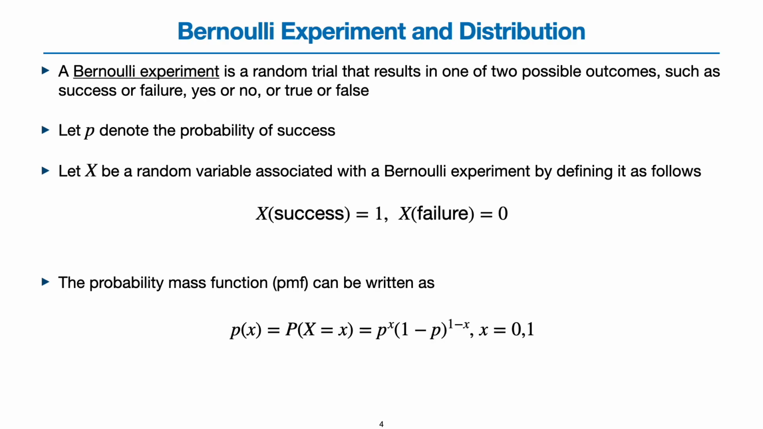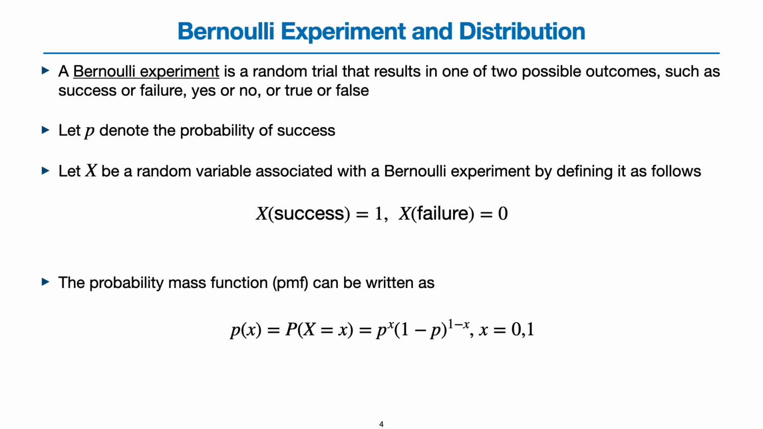Okay, so what is a Bernoulli experiment? A Bernoulli experiment is a random trial that results in one of two possible outcomes, such as failure or success, yes or no, true or false. We can also think of these as tossing a coin, right? We see heads or tails, so it's a binary or Bernoulli experiment. And in this case, if we assume the probability of success, or probability of yes, or the probability of true, is p, that means that the other probability must be 1 minus p.